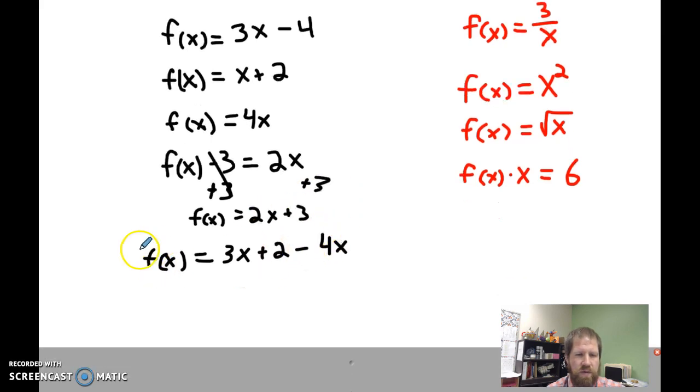Same thing for this one, except I don't have to move anything to the other side. I just have to combine like terms. I have a positive 3x and I have a negative 4x. So 3x minus 4x gives me f of x is equal to a negative 1x, and then I still have my plus 2. And again, a linear function.